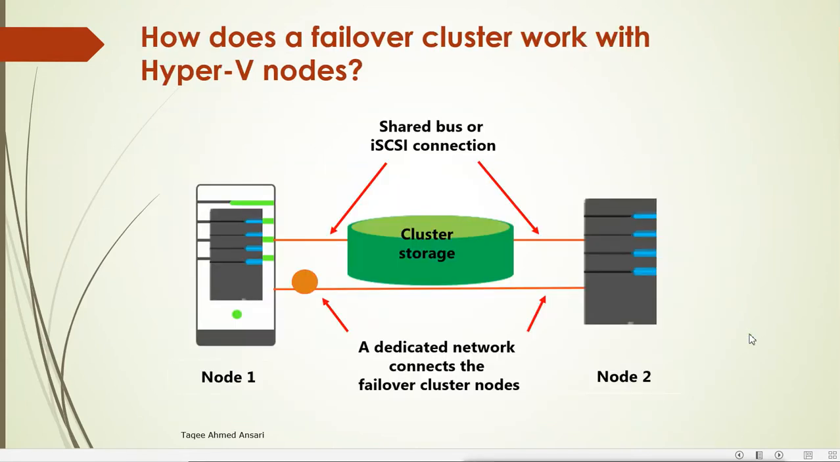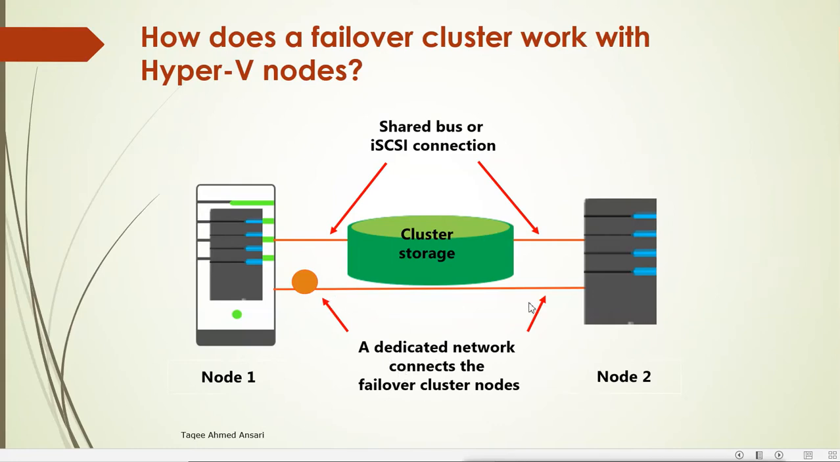Now, how does a failover cluster work with Hyper-V node? In Hyper-V node, if we want to configure it, first we have to have nodes, for example two nodes here, then we need two dedicated networks. A dedicated network connects to the failover cluster nodes.